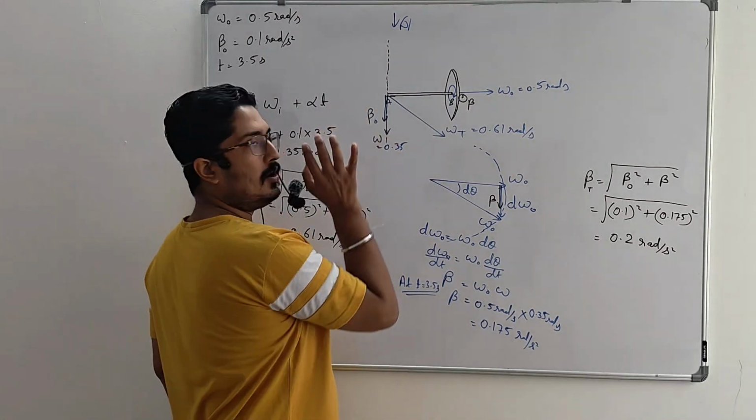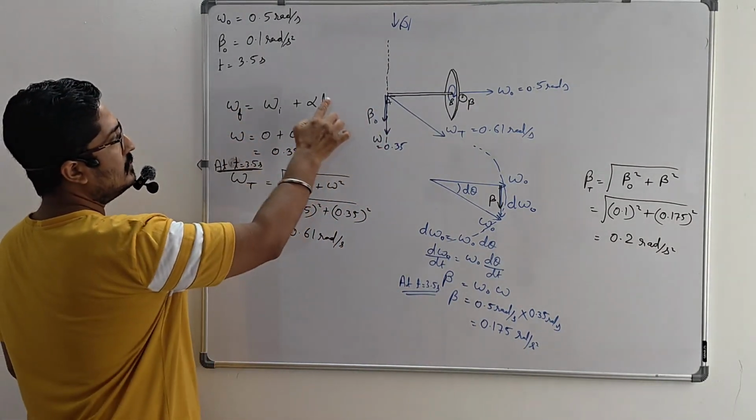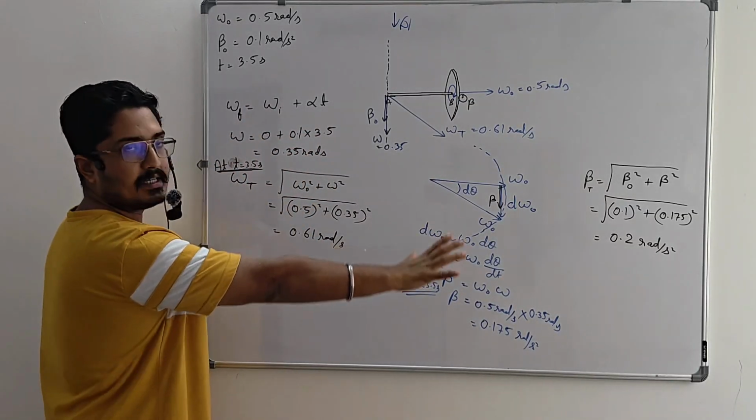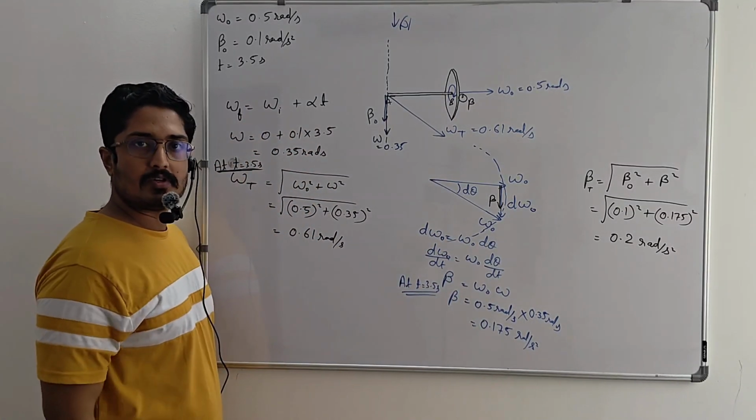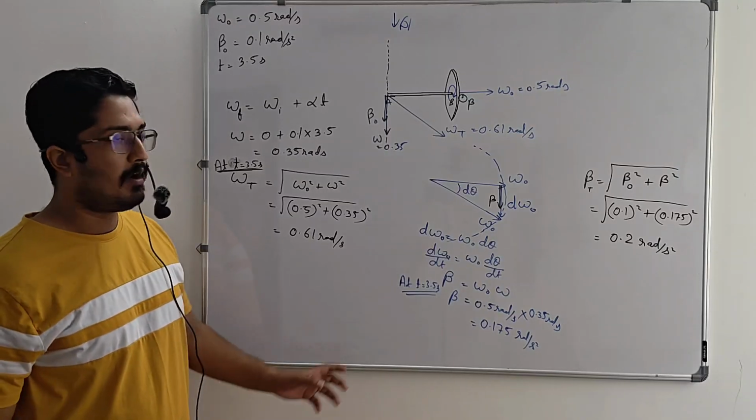Other than the beta naught thing, other than this calculation using the beta naught, everything else is exactly similar to the previous question that we have discussed. So I'm hoping that you have understood all this.